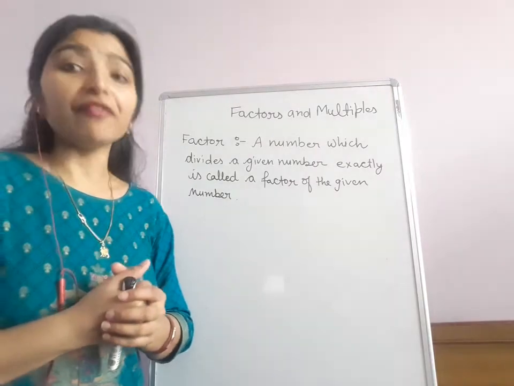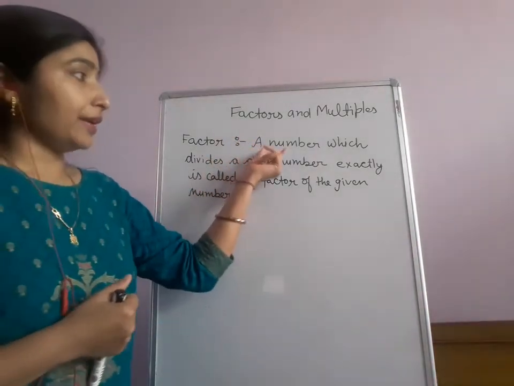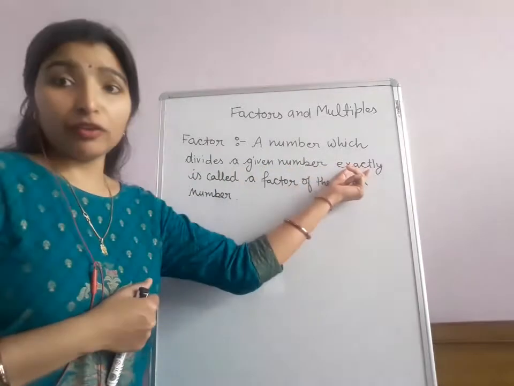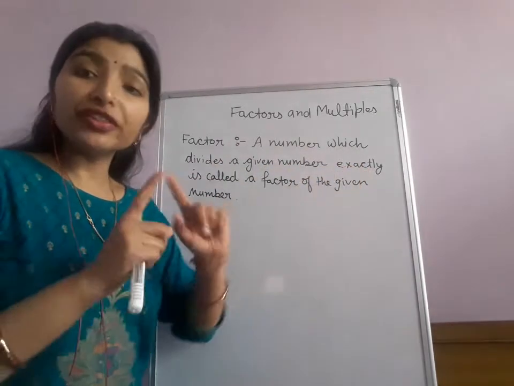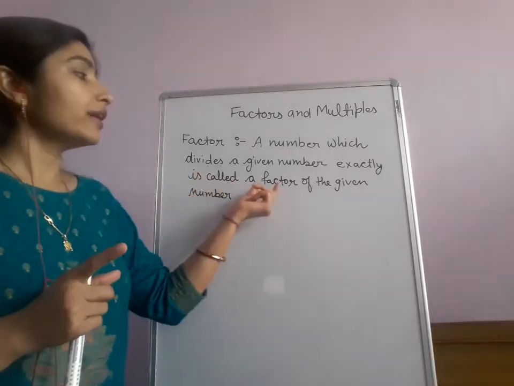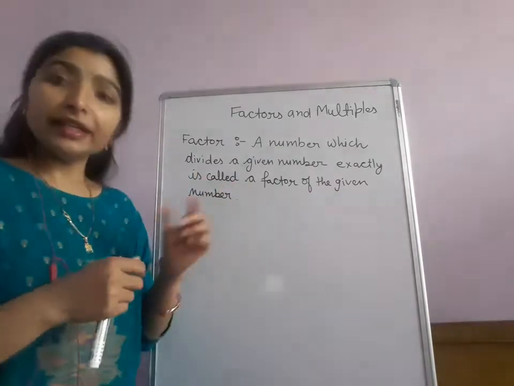What do you mean by factor? A number which divides a given number exactly. What is the meaning of exactly? Without leaving any remainder is called a factor of the given number.